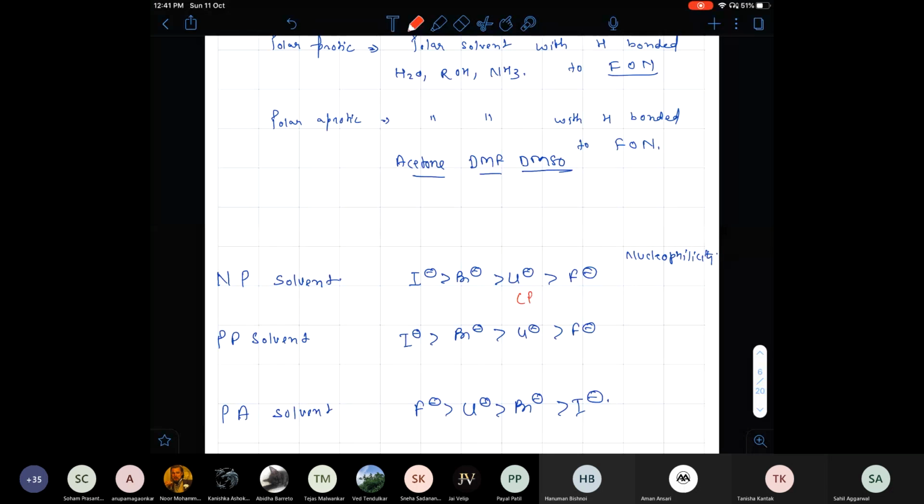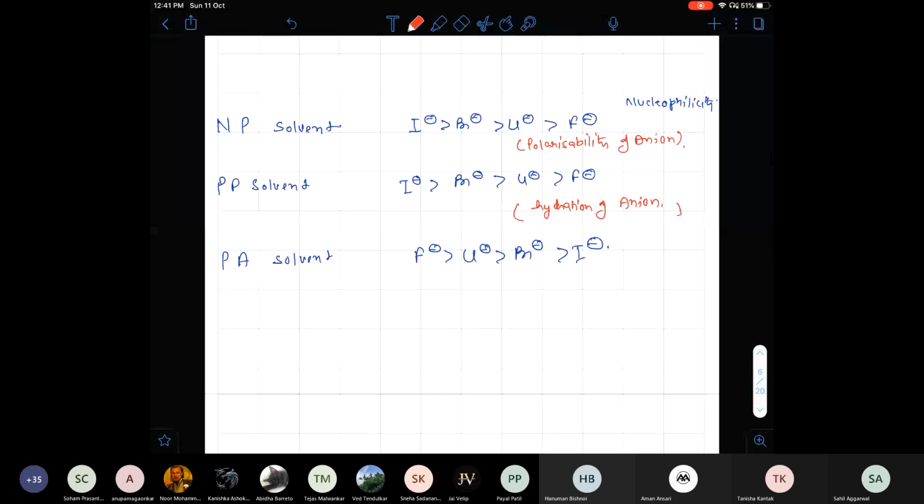Okay, here it is because of polarizability, the polarizability of the anion. Here it is because of hydration of the anion. Here it is because of charge density of the anion.